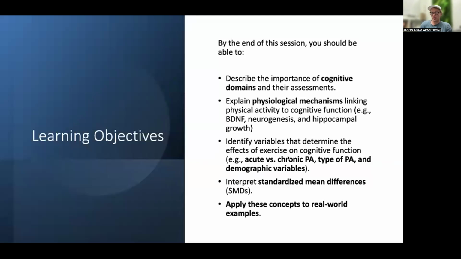So outside of the public health content that we had shared on, the goals of this session are to be able to describe the importance of different cognitive domains and their assessments, explain physiologic mechanisms linking physical activity to cognitive function, things like BDNF, neurogenesis, and hippocampal growth, identify variables that determine the effects of exercise on cognitive function, thinking about acute versus chronic physical activity, the type of physical activity, and demographic variables.